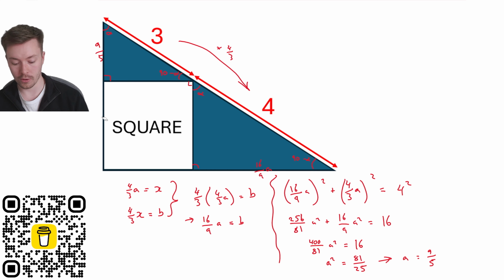So 4/3 of 9/5. Probably could have done that in my head, but it's going to automatically simplify it for me, which makes things a little bit easier. And never be afraid to use your calculator, because it will prevent you making any silly mistakes. So 12/5, and then I've got 16 over 9 times by 9 over 5, which will give me 16 over 5.